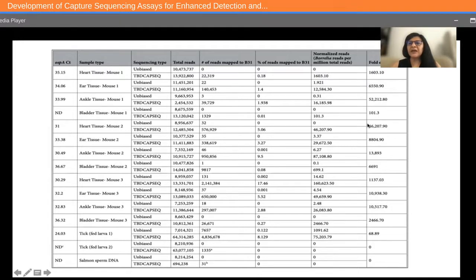And we can see the fold enrichment is pretty high, ranging from 100 to like 52,000, which is a pretty high number. So even with very high CT values such as 35, 34, 33, TBD-Cap-seq did a good job of detecting the pathogen. One thing to keep in mind is that there's an imbalance of reads here, and some of the samples have more reads than the other samples. For example, this low CT sample has 64 million reads, and this tick sample also has 63 million reads.